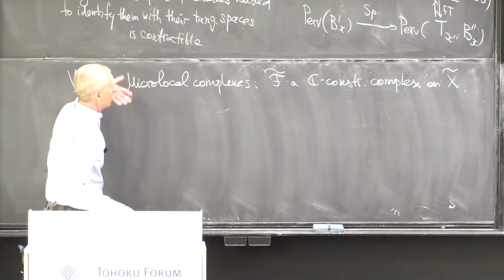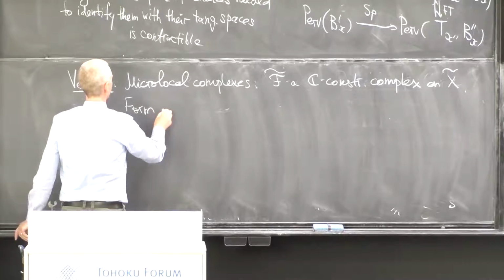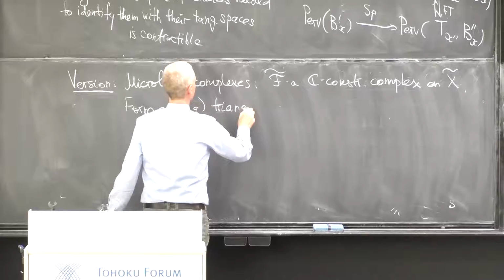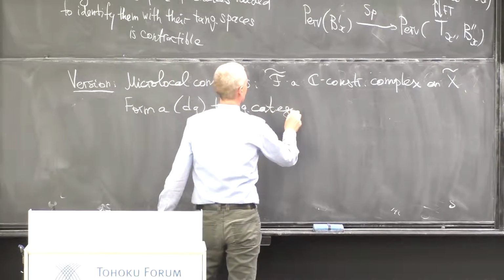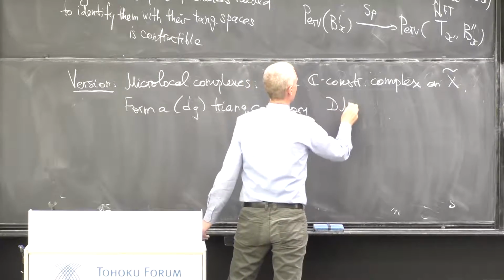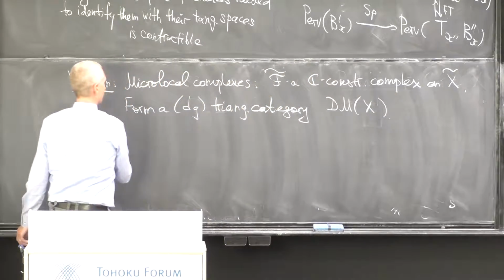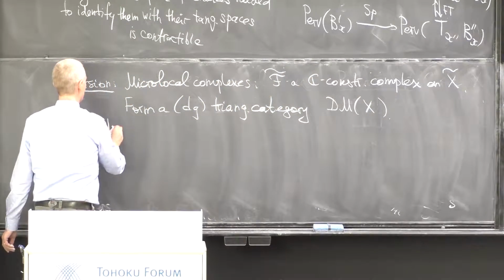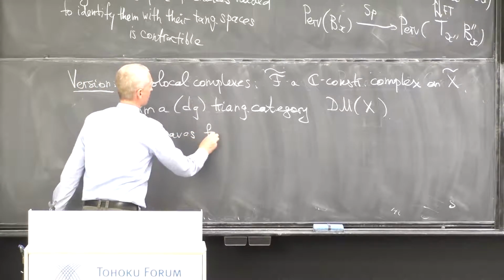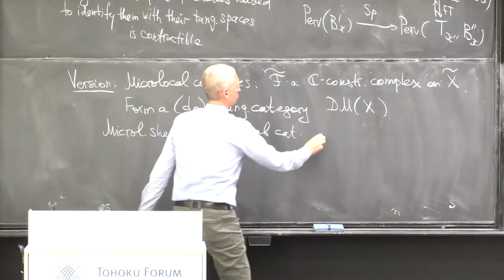Those will form a triangulated category or DG category. Let's call it derived n of x. And so microlocal sheaves for an additive version is called n of x.